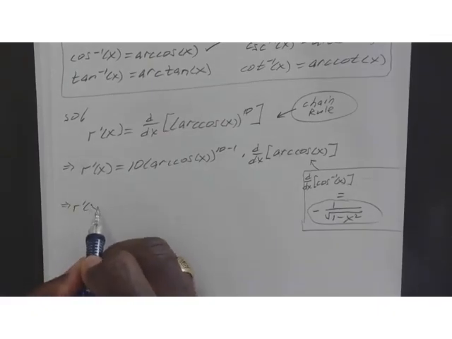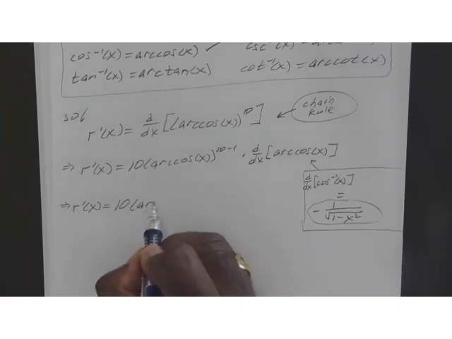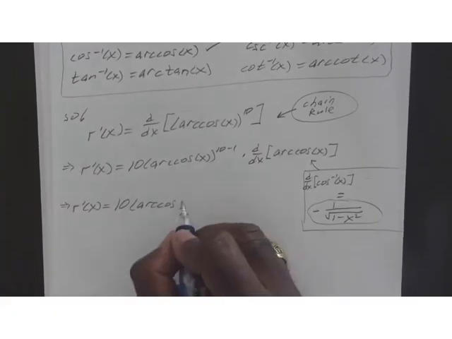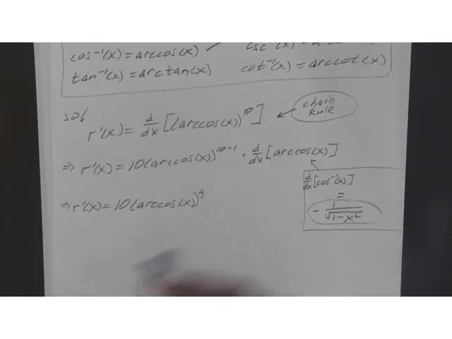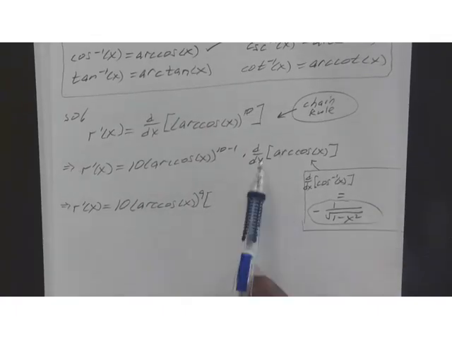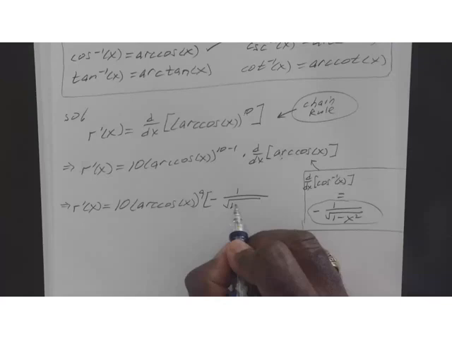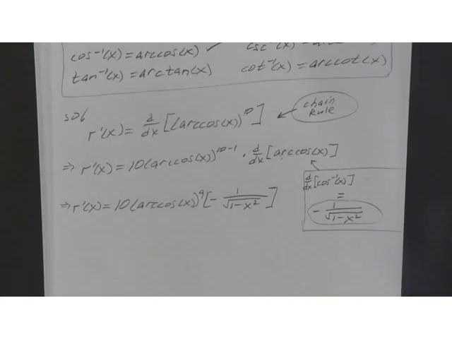Okay, so our r prime of x is equal to 10 times arc cosine of x to the 9th power times the derivative of arc cosine, which is -1 over the square root of 1 minus x squared. So all we did was replace this one.